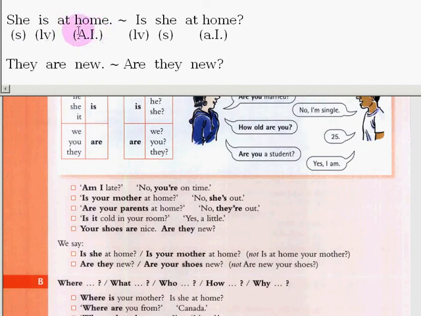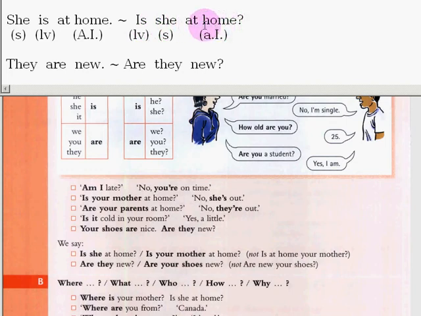Of course, to label it, you have S, or your subject, which is she, your linking verb, is, and your additional information about your subject, which is at home. Now, how can we make this into a question? It's very easy. You just interchange or switch your subject and your linking verb. So, she is at home instantly becomes is she at home?